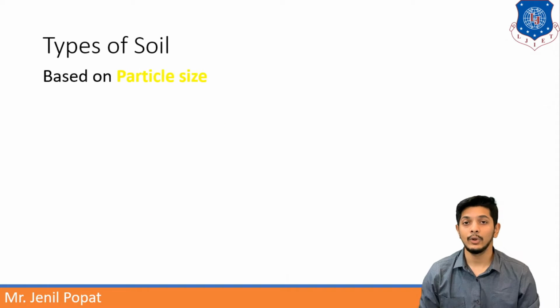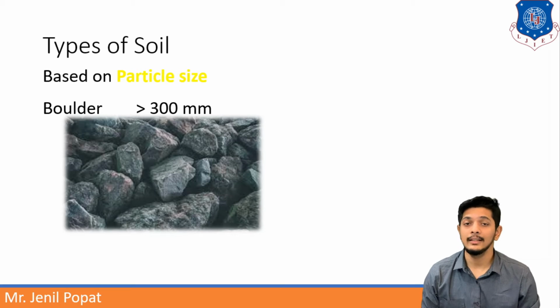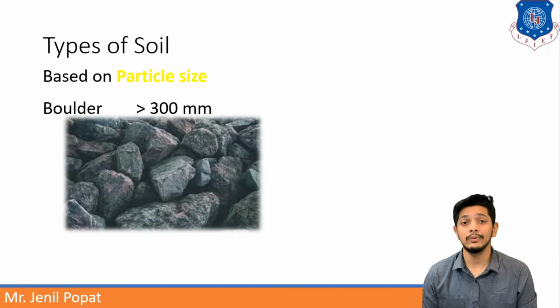Types of soils. Soil can be identified in the field if you know the particle size of the soil. Now, on the screen there are boulders. Boulders have a particle size greater than 300 mm. Here, by particle size I mean the diameter of the average particle. So if the average diameter of the particle is greater than 300 mm, the soil type is known as boulders.